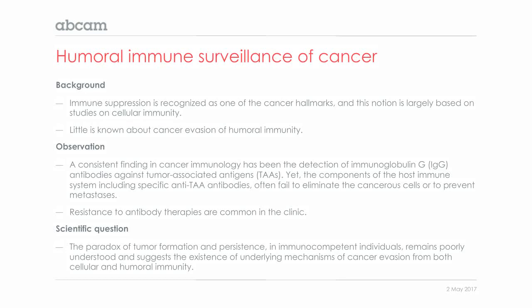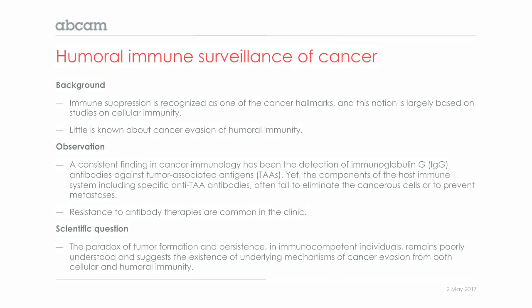We know that immune evasion of T cell immunity is a hallmark of cancer, but we know little about cancer evasion of the humoral immunity, that's antibody immunity. In the clinic, we observed that antibody therapeutics became resisted by the cancer after treatment. Therefore, the tumor has a way to evade antibody immunity. This also includes autoantibodies targeting tumor-associated antigens. So the scientific question we ask is, are there underlying mechanisms of tumor evasion of antibody immunity? If that's the case, how do we counteract the evasion of antibody immunity?